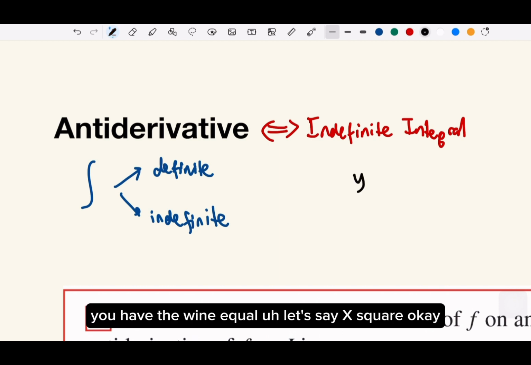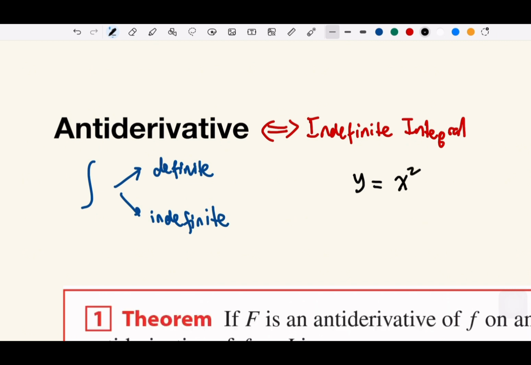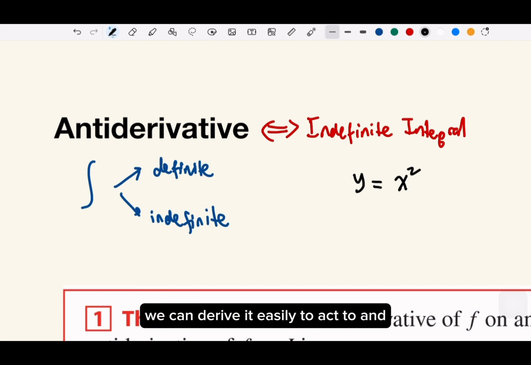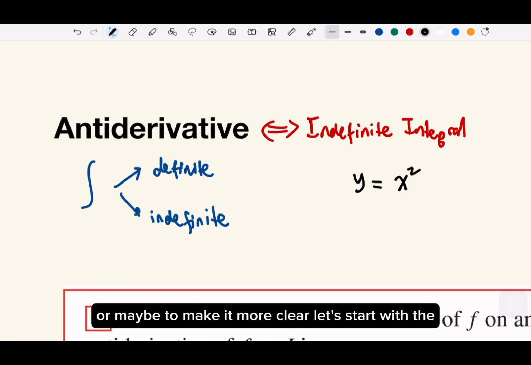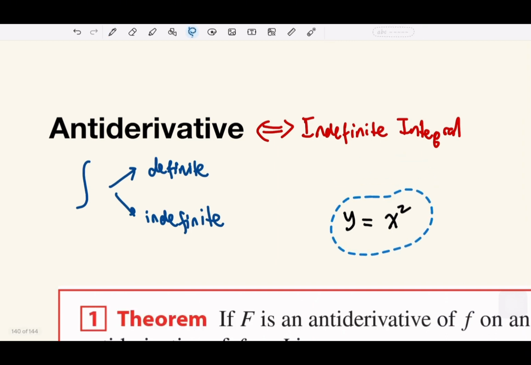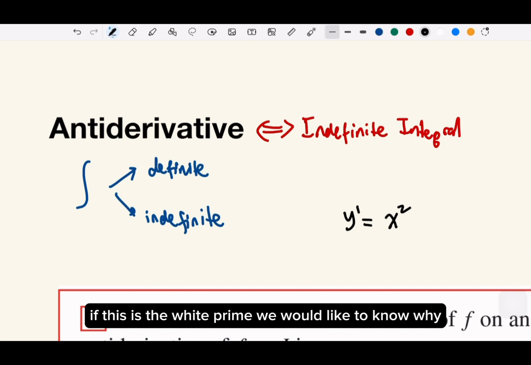Okay. So suppose that you have y equal to, let's say, x squared. We can derive it easily to 2x, and then 0. But we need to think what this function was before it was derived. So let's say if this is the result, what will be the y? Or maybe to make it clearer, let's start with this being y prime, and we would like to know y.